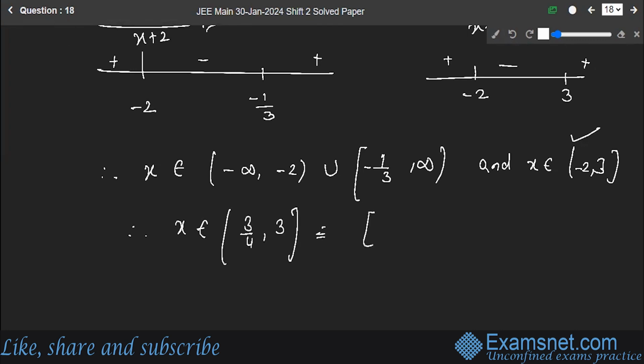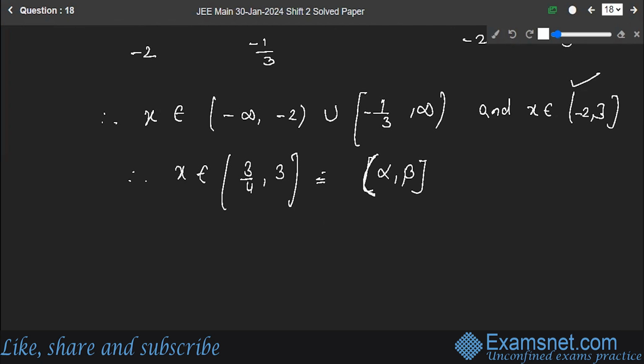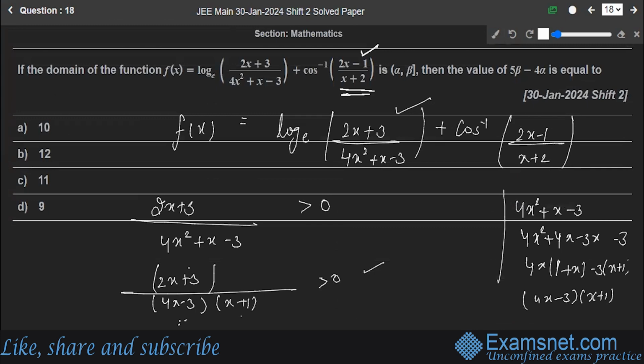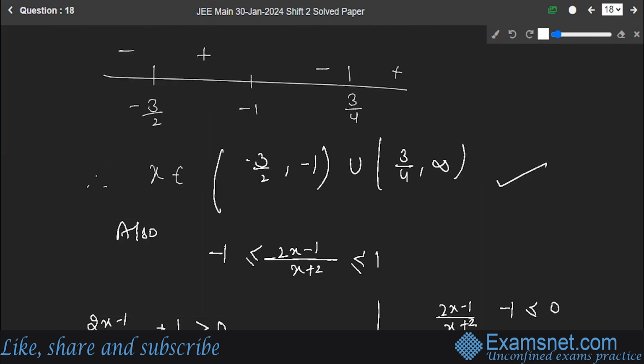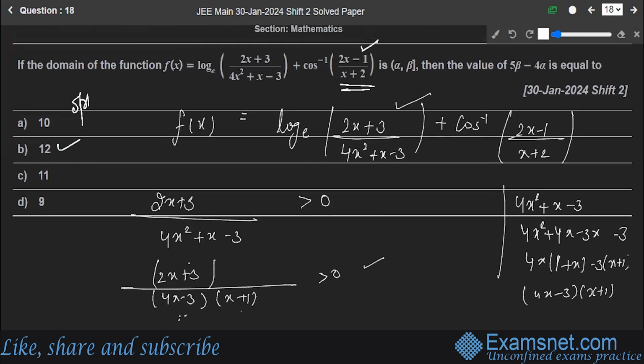And according to the question, this is equivalent to alpha beta. So that means you have alpha and this is beta. What you had to find out was 5 beta minus 4 alpha. This 15 minus 3, that will be 12. So you have option B as the right answer. Hope you're clear with this. Now let's move to the next question, number 19.